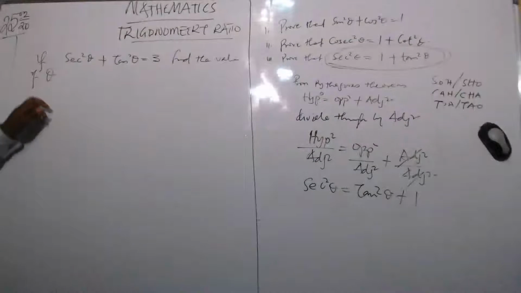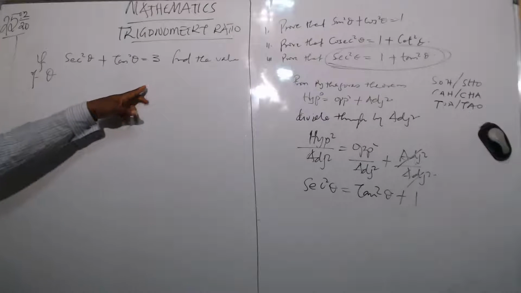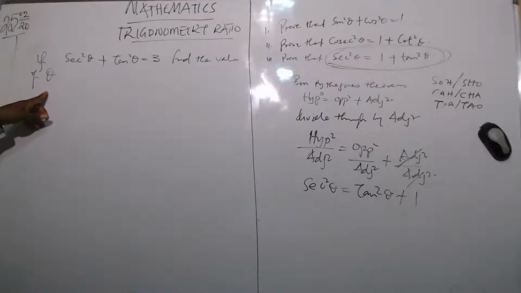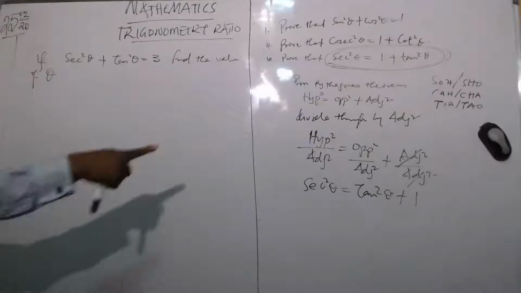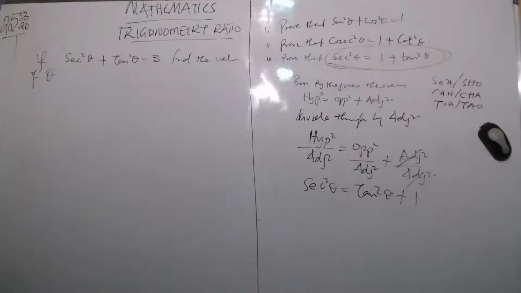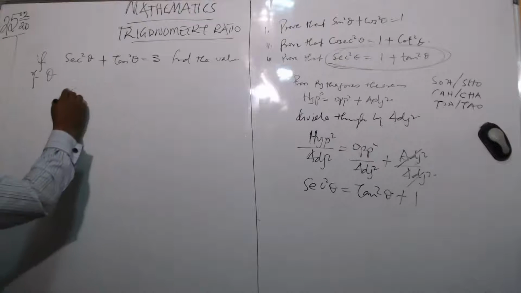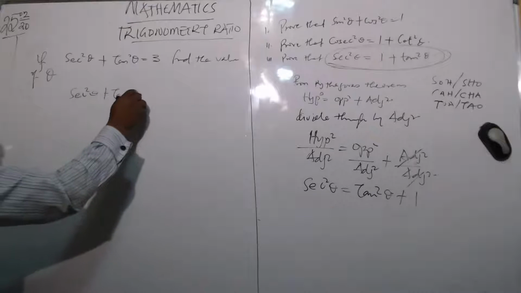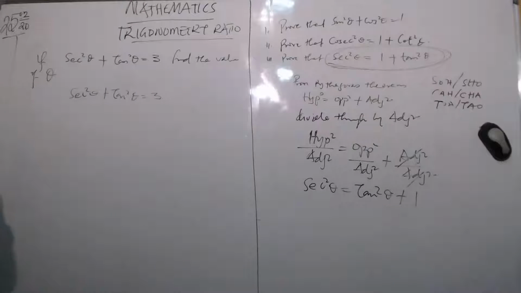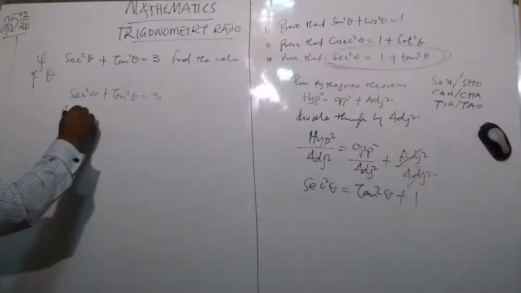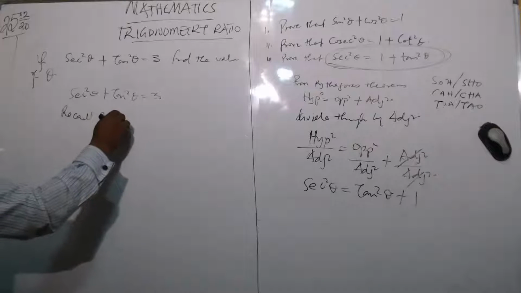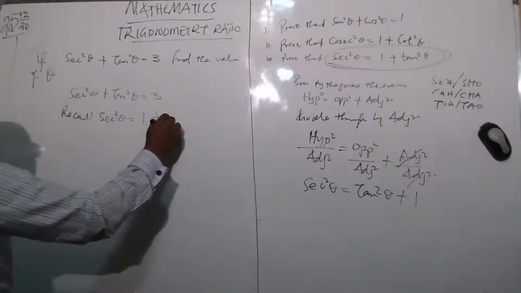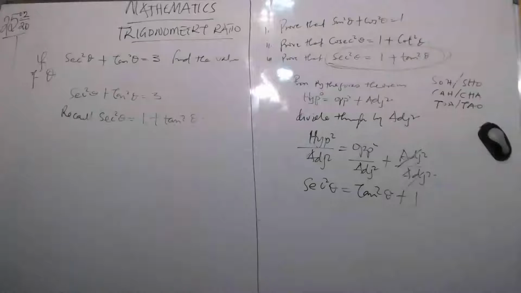Now, coming back again to our question. The question says, if sec square theta plus tan square theta equals 3, find the value of theta. Knowing fully well now, from this proving, we said sec square theta plus tan square theta equals 3. Recall that sec square theta equals 1 plus tan square theta.